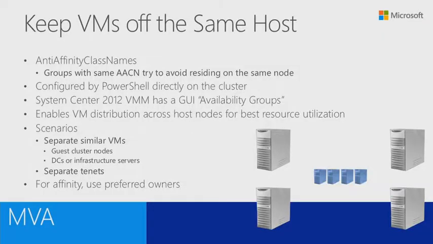Now, another question we get is, okay, I know how I can put a VM on a preferred host, but what if I want to actually separate my VMs across different hosts? And so we have a feature built into clustering. It's been around actually for several releases called Anti-Affinity Class Names, known as AACN. Now, directly through failover clustering, you configure this through PowerShell, but if you're using Virtual Machine Manager, there's a nice graphical user interface and a concept of availability groups where you can basically say, these 4 virtual machines, we're going to call them blue. They're going to purposely spread themselves out to as many hosts as possible.